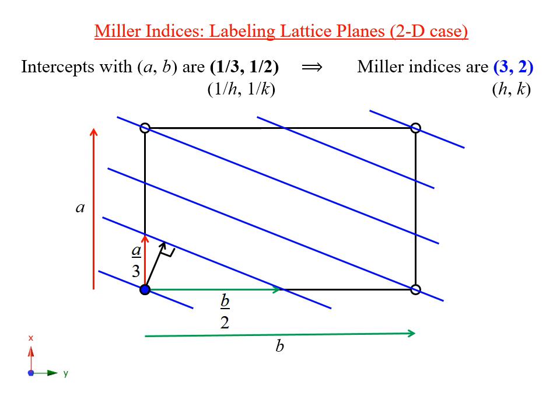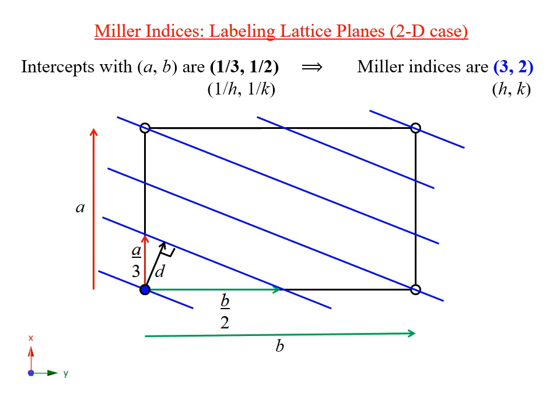The other thing we are interested in with respect to these planes is the distance between them. So I've indicated that here. This is the shortest distance between the planes, and that distance is defined in terms of the Miller indices.